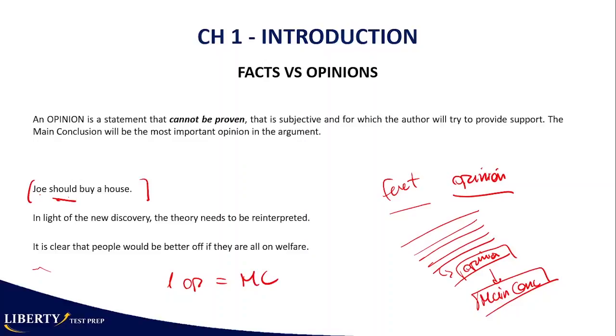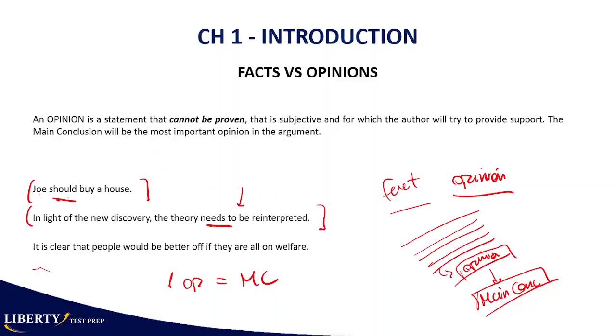I mean, you could give evidence in order to convince people of that, but that cannot be proven. So that's an opinion, okay? In light of a new discovery, the theory needs to be reinterpreted. How can you prove that this needs to be reinterpreted? You can, of course, convince people of that, but that's not something that can be proven. The theory needs to be reinterpreted is an opinion.